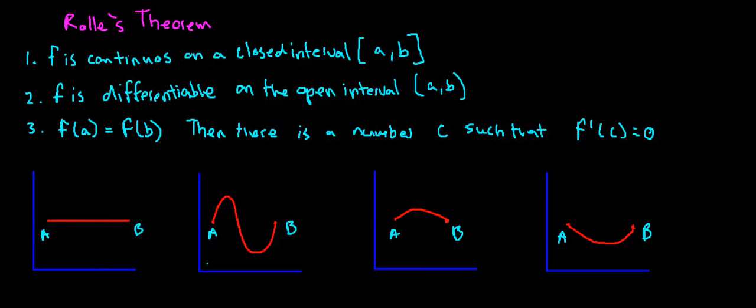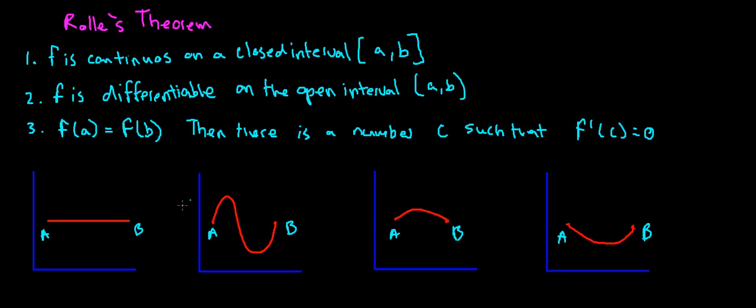Rolle's theorem says that if there is a function that is continuous on a closed interval [a, b], and that function is differentiable on the open interval (a, b), then if f(a) is equal to f(b), then there is a number c such that the derivative at c is equal to 0. Now it looks more complicated than this.